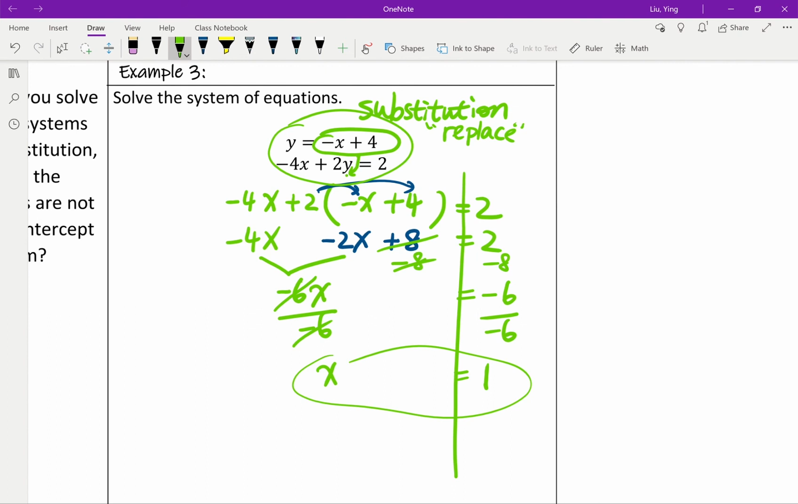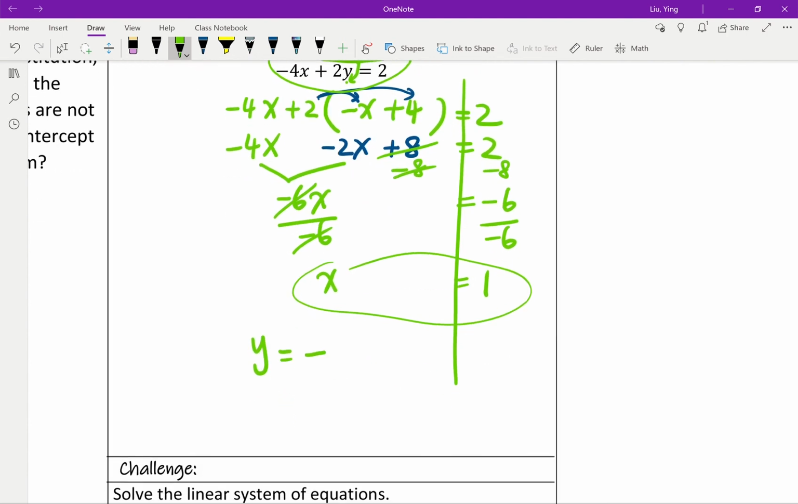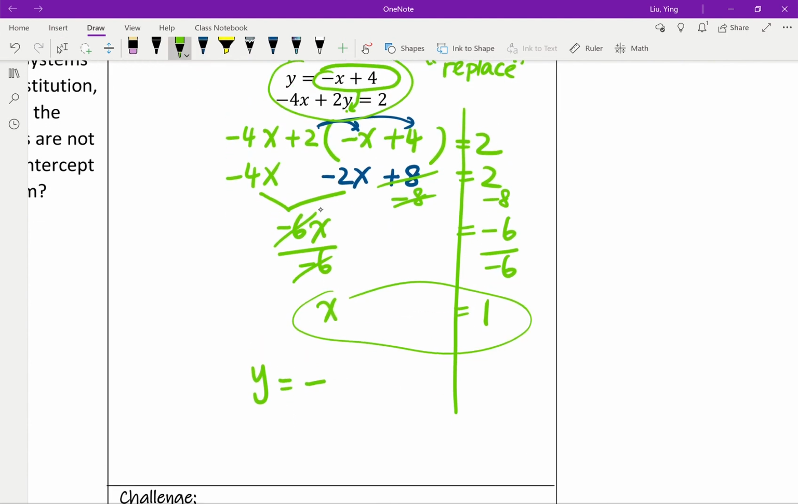Now the other thing we need to find is what is y then? If we figured out, okay, x is 1, then what's y? Well, we know that y is equal to negative x plus 4, right? So that means y is now equal to negative 1 plus 4, because we just figured out that x is 1. So there you go. Negative 1 plus 4 is positive 3. So that means the answer is x equals 1 and y equals 3. That's the solution.